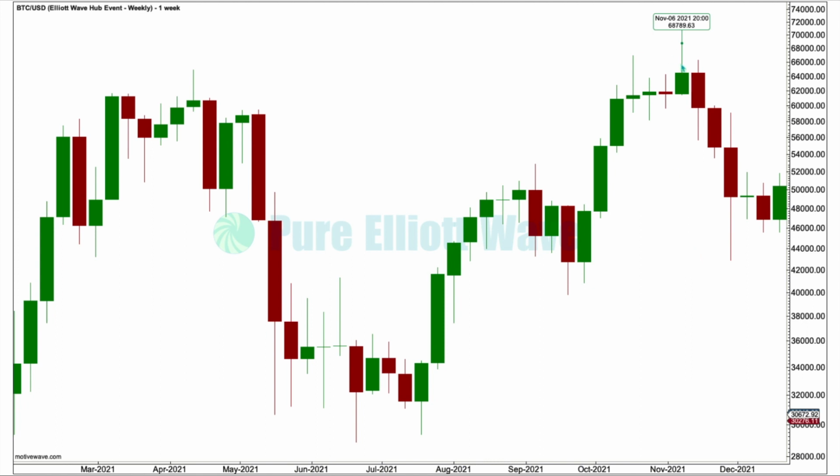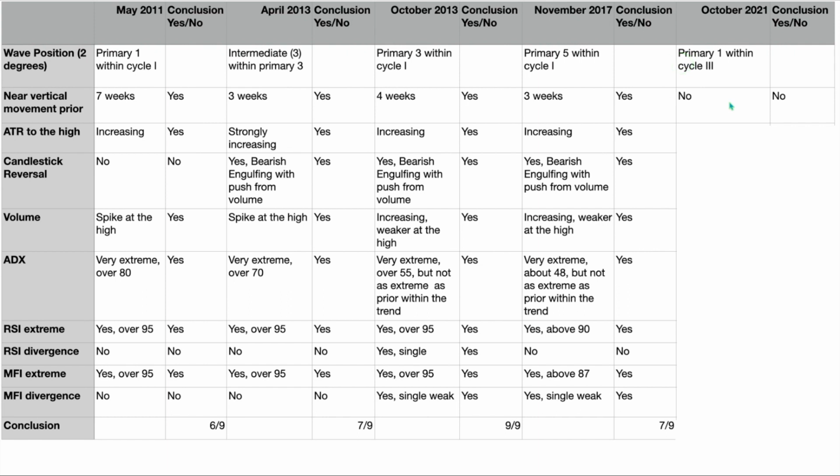November 2021, now this one is really different, and this one I really struggled with, and we're going to see why. With a very strong, deep study of all of those previous highs, I was looking for those conditions to be met. First up, we do not see vertical movement at the high. This is the end of a fifth wave to end a first wave at primary degree.